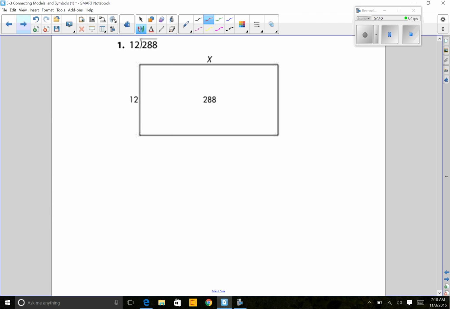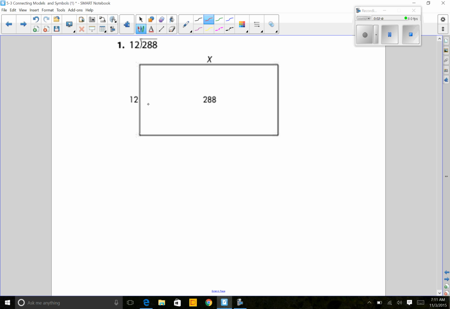So let's say we were doing 288 divided by 12. So somebody set up an array here. We have our 12 on one side, and we have our 288 in the middle. But we don't know how long this side is, right? Because that would be the quotient. This is our dividend. This is our divisor. That's our quotient. So we don't know what the quotient is.